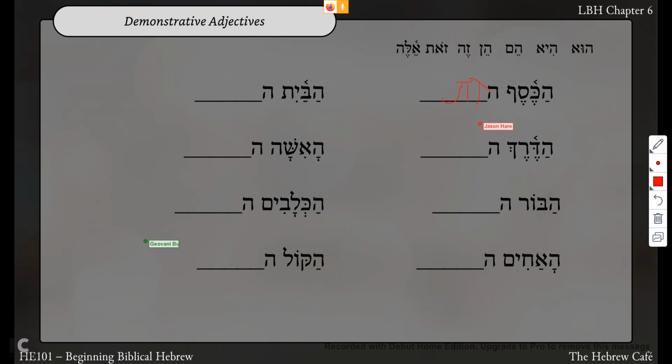Great. All right, derech, pair it with what you can and tell us what you can't. So this is feminine. Derech. I can say hazot. And what would that mean? Haderech hazot.